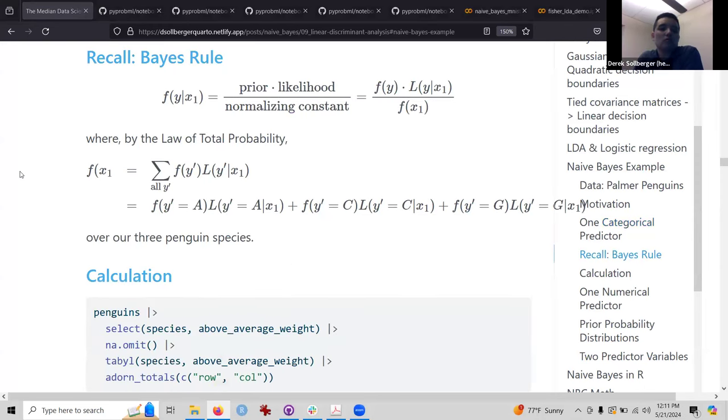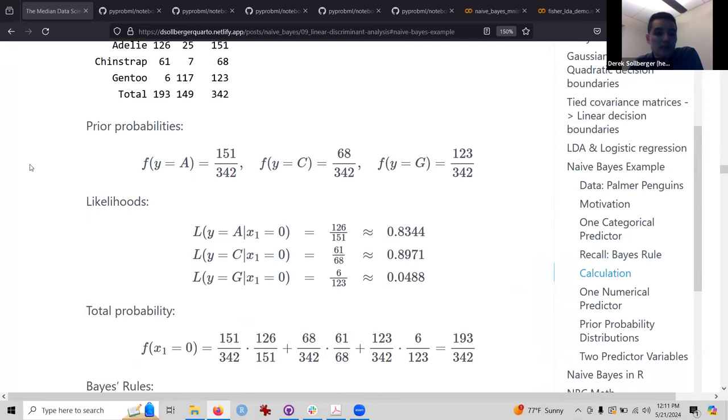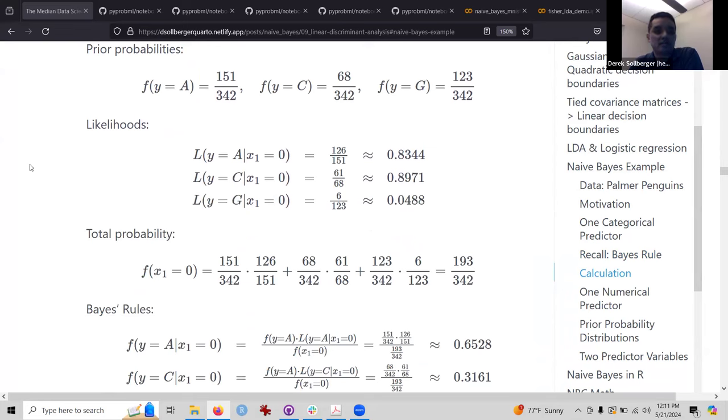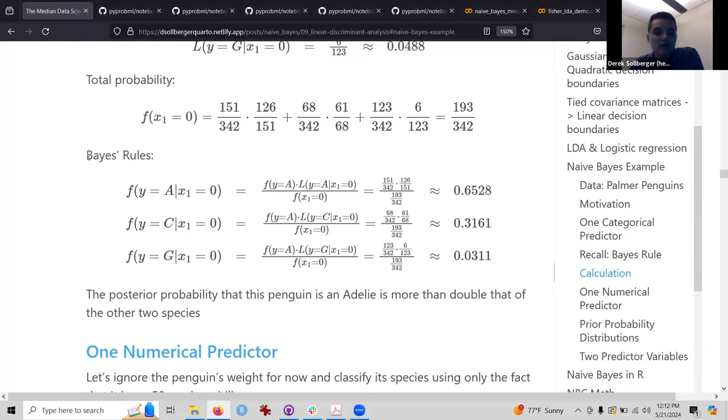So we recall Bayes' rule, multiplying the prior times likelihood, and if need be, divide by the normalizing constant. The background theory goes through, in this case, the three classes, Adelie, Chinstrap, and Gentoo penguins. We could run some calculations, but for the sake of time, I'm just going to scroll through this fairly quickly. We have some prior probabilities from the data that the Antarctic scientists got. The likelihood from the bar chart that we have the below average weight for the penguins, calculating that normalizing constant, the total probability. And then finally, running through Bayes' rule to calculate the posterior distribution.